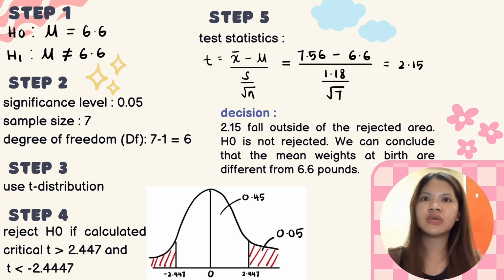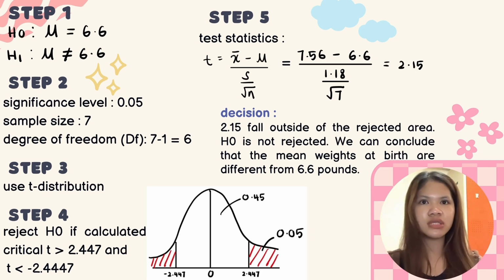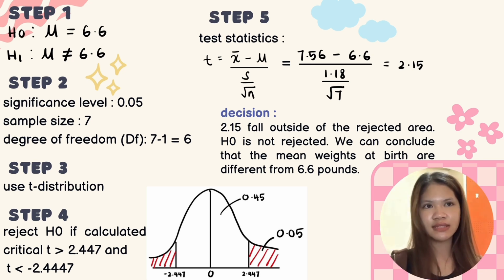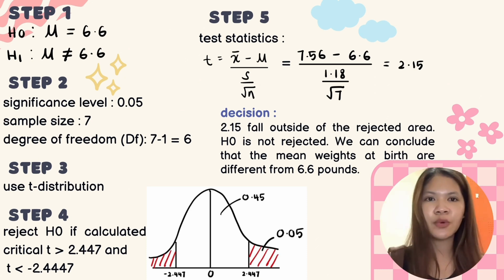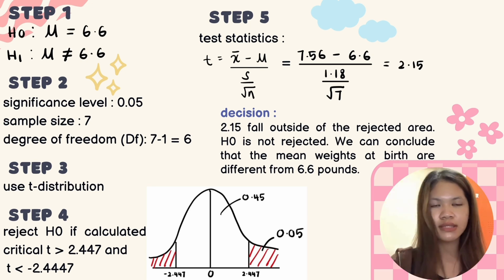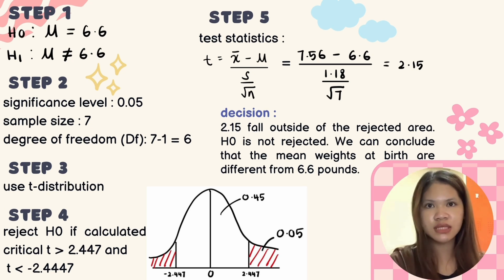For the sample mean, we got 7.56 and for the standard deviation, we got 1.18. Next, the formula for the test statistic is the sample mean minus the population mean, divided by the sample standard deviation divided by the square root of the sample size. So 7.56 minus 6.6 divided by 1.18 divided by the square root of 7, and we got 2.15.